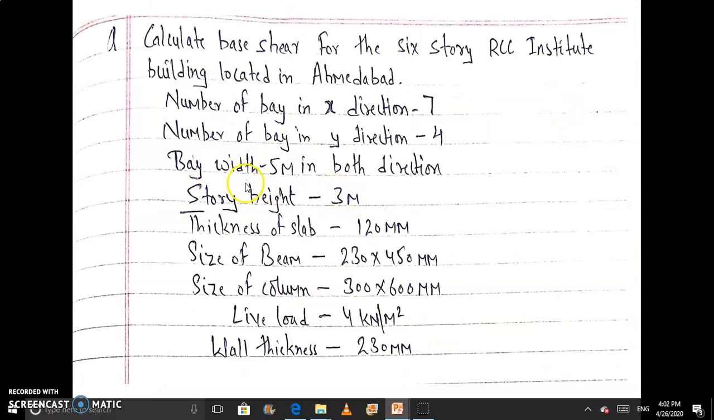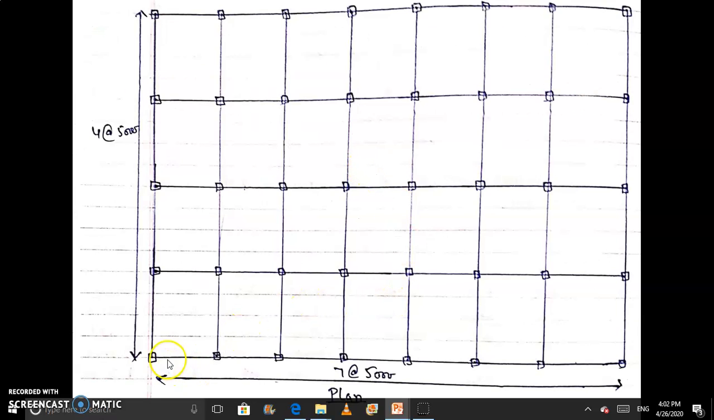And here the bay width is given as 5 meter in both directions. So this particular loop is 5 meter. Here we mention 5000 mm. That is the method in which we write a plan. 4 at the rate of 5000 mm means 4 bays of 5000 mm. Here, 7 bays of 5000 mm.